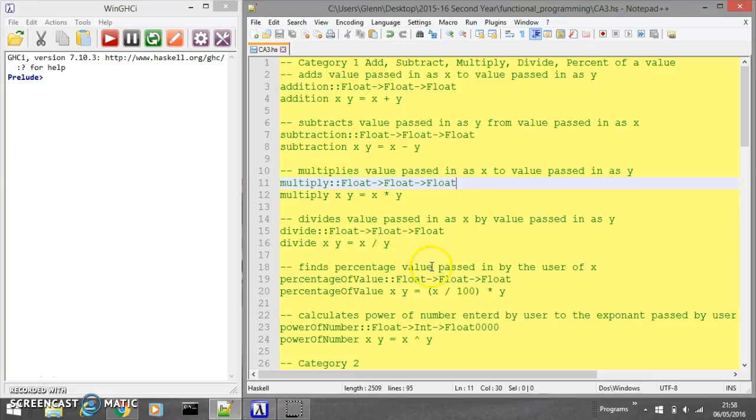To calculate the percentage, the user passes in a value, it divides it by 100 and multiplies by y to get the precise percentage of the value that the user wants. The power of a number allows the user to enter in a number, power it to a value, and return the answer.